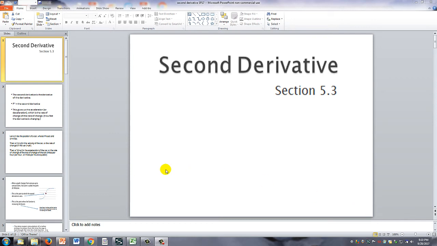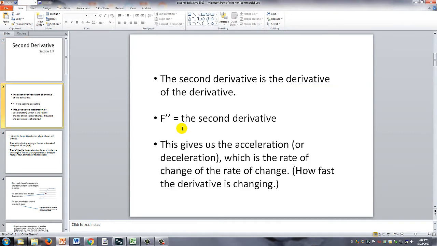This lesson is on the second derivative. The second derivative is the derivative of the derivative, and the notation is f double prime. And the second derivative gives us acceleration or deceleration, which is the rate of change of the rate of change. It tells us how fast the derivative is changing.